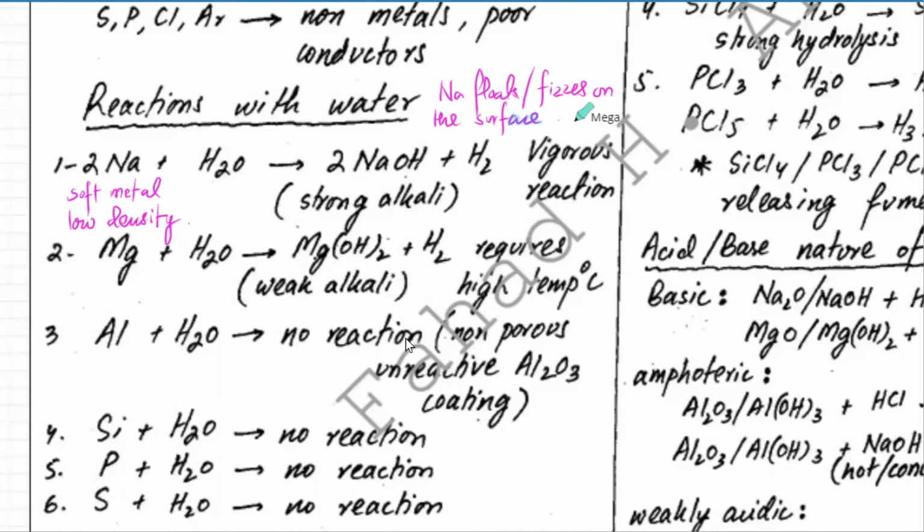Then you've got Mg with H2O. Now Mg with H2O is a very slow reaction. It requires a high temperature. I mean, most of the time, it's got to be steam. Mg reacts with steam. You need steam to react with it because otherwise with cold water, it's a very slow reaction. It will happen, but it will be a very, very slow reaction.